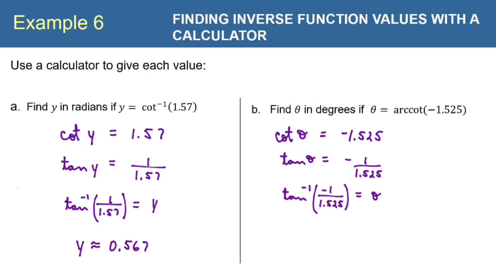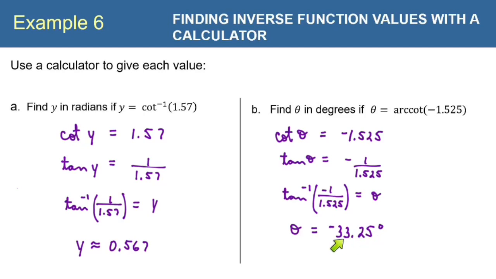Now you know that when we do the inverse tangent of a negative number, we're going to get a quadrant 4 answer. But this question initially asked us about inverse cotangent, so we need to give a quadrant 2 answer here. Now let's put this in the calculator just like it is. So inverse tangent of negative 1 over 1.525 gives us theta equals negative 33.25 degrees.